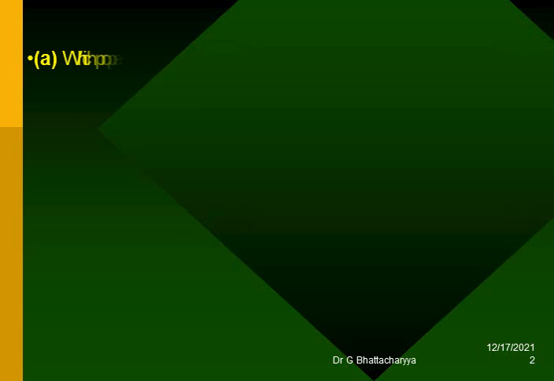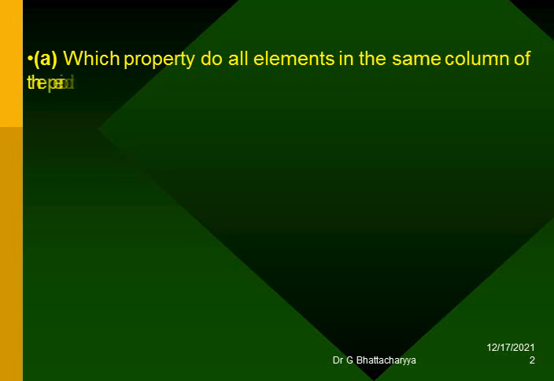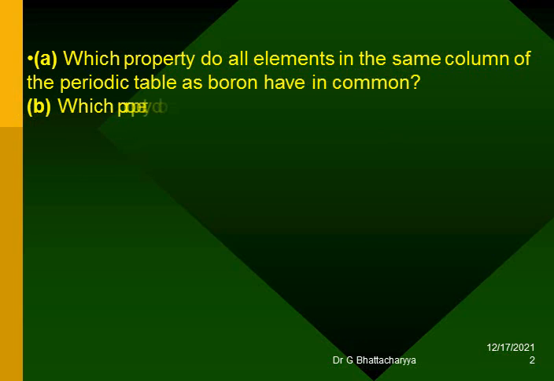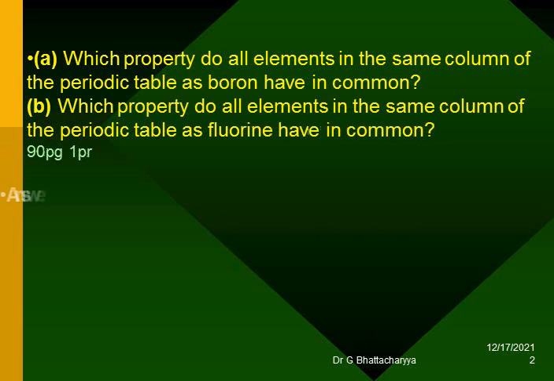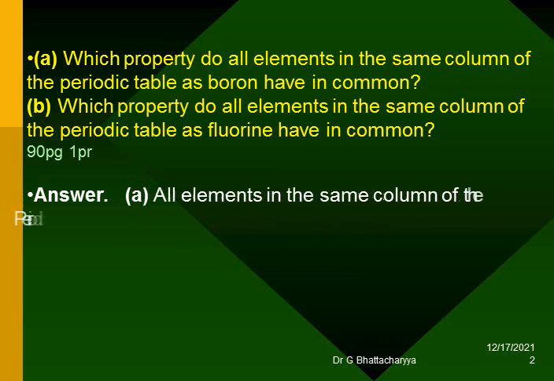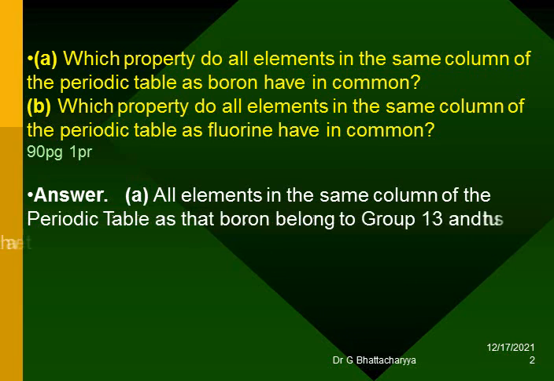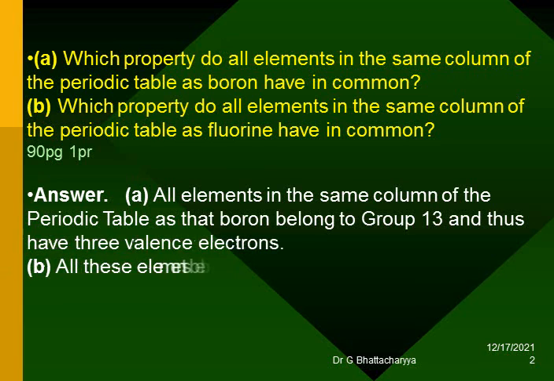A. Which property do all elements in the same column of the periodic table as boron have in common? B. Which property do all elements in the same column of the periodic table as fluorine have in common? A. All elements in the same column of the periodic table as boron belong to group 13 and thus have 3 valence electrons. B. All these elements belong to group 17 and thus have 7 valence electrons.